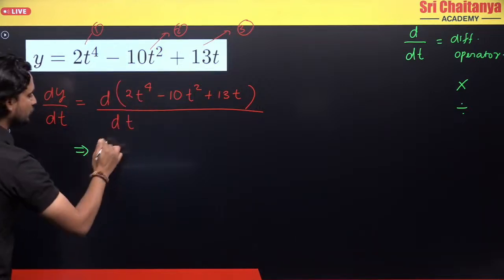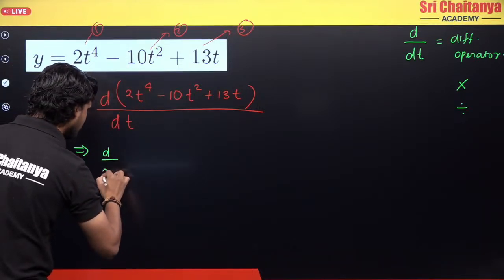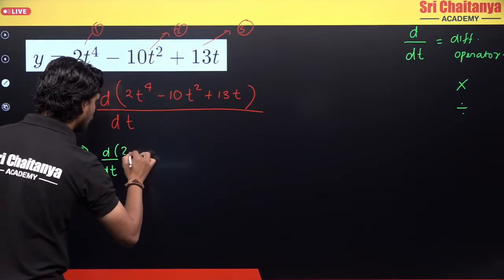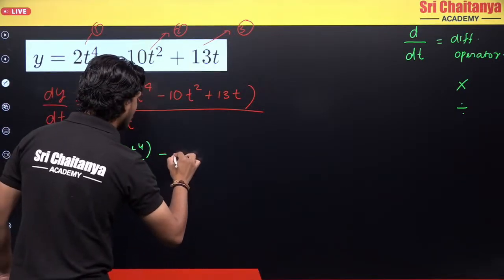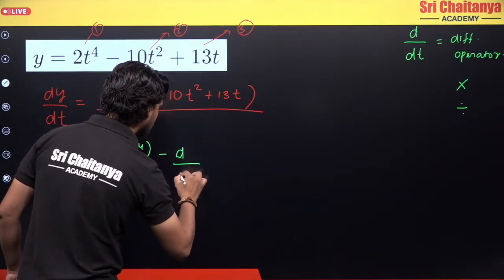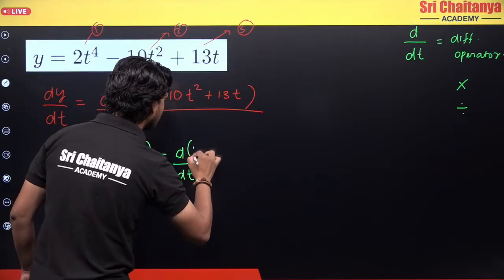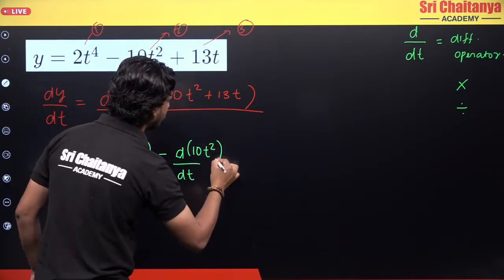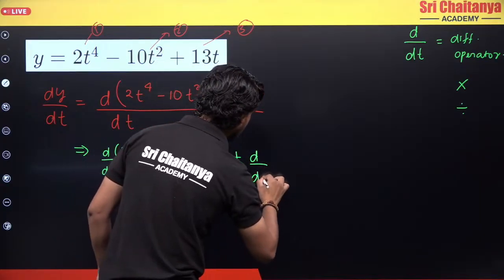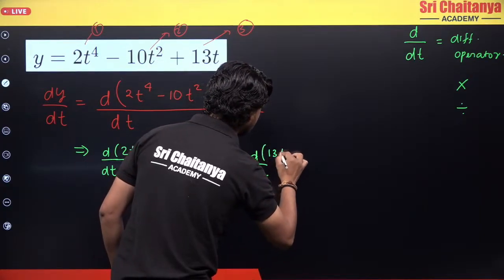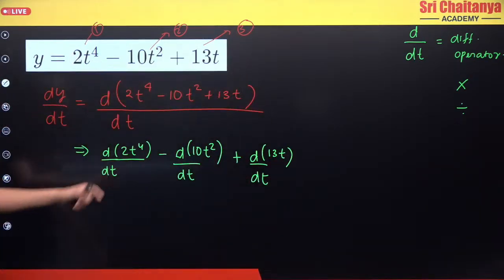So I can apply differentiation individually. So this will become d by dt, correct? And this will become 2t power 4, minus d by dt of 10t square, plus d by dt of 13t. Okay, so let's apply. Now what is this?